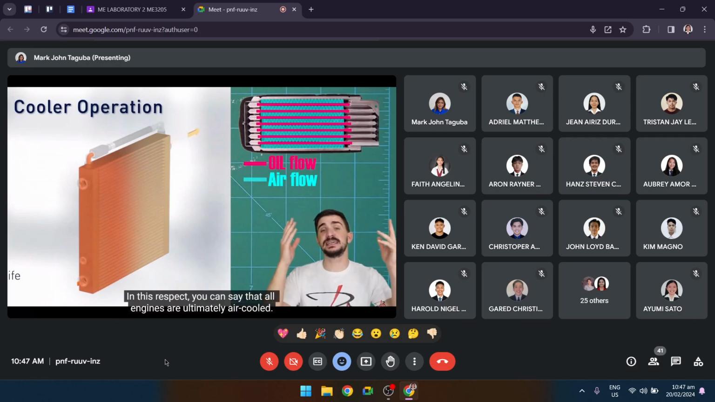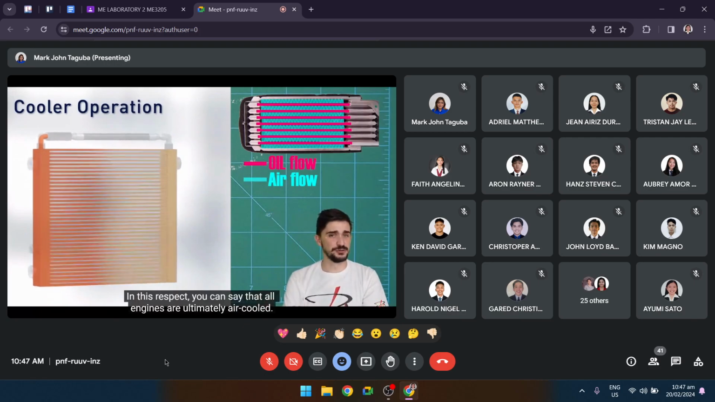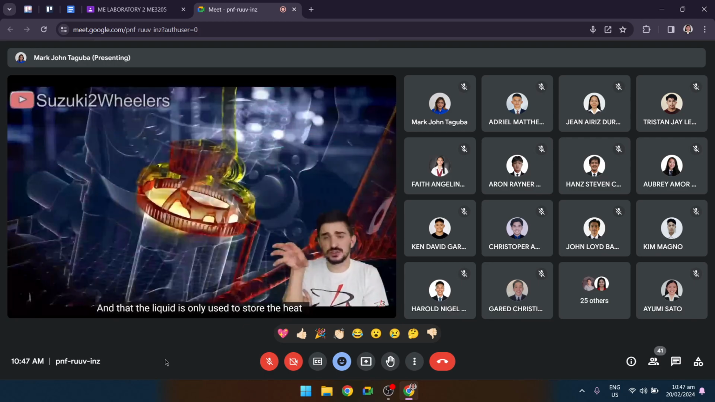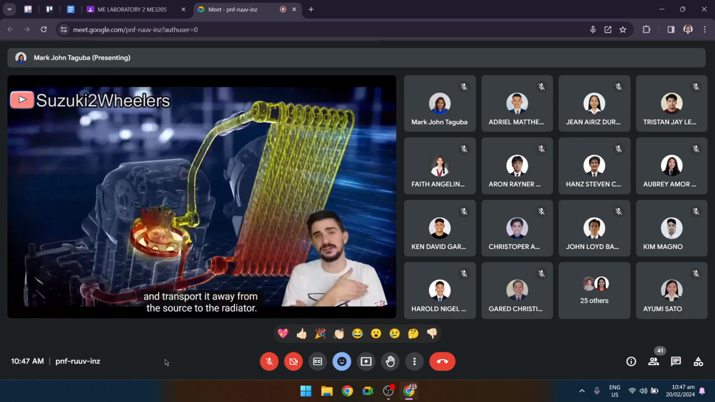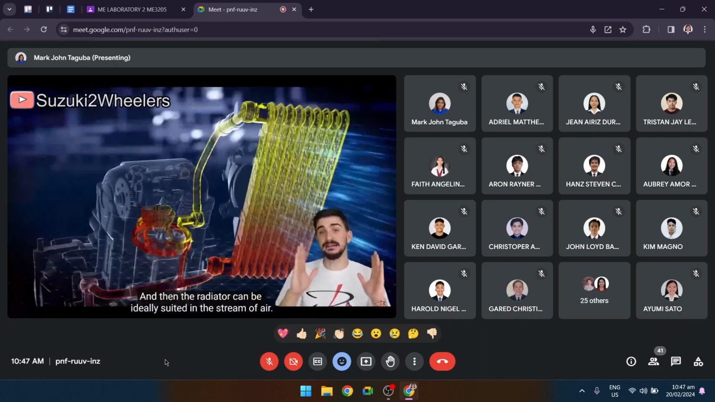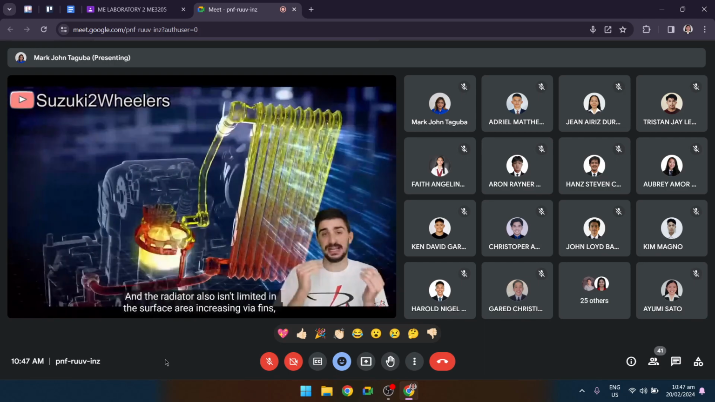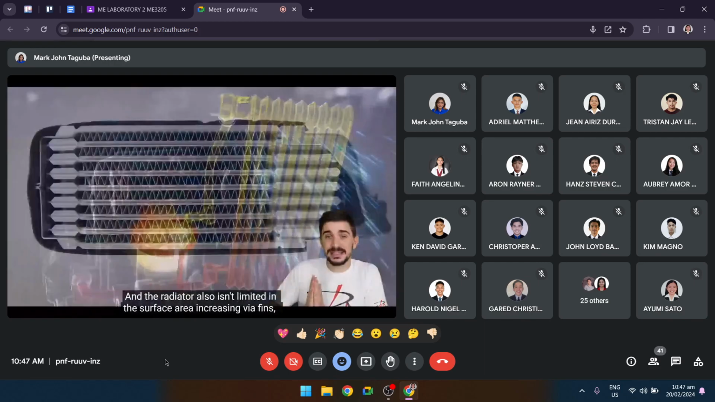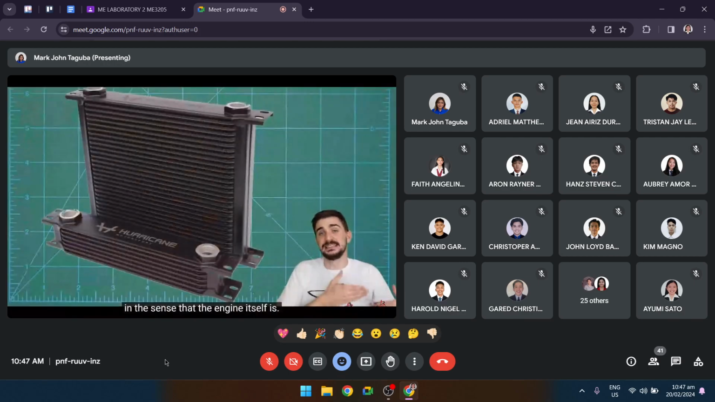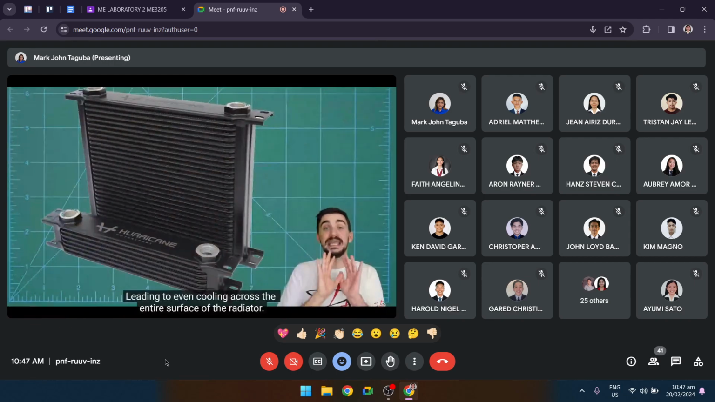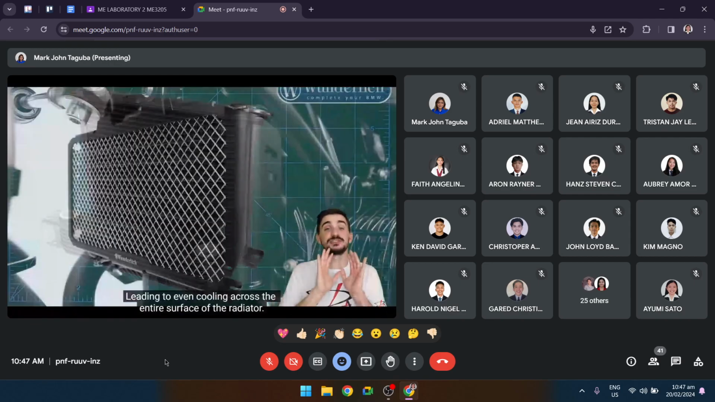In this respect, you can say that all engines are ultimately air-cooled, and that the liquid is only used to store the heat and transport it away from the source to the radiator, and then the radiator can be ideally suited in the stream of air. And the radiator also isn't limited in surface area increasing via fins in the sense that the engine itself is, leading to even cooling across the entire surface of the radiator.